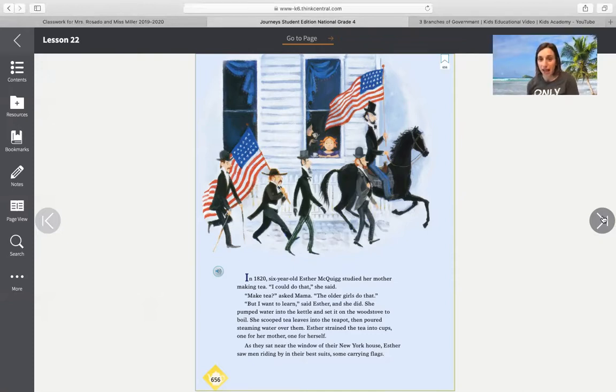So take a moment to look at the illustration. There's Esther and her mother sipping tea that she made on her own. She was very determined to do that. You see some men walking by with their flags and horses. And remember, the year is 1820, boys and girls. That is 200 years ago. So we really have to put ourselves back into the past.